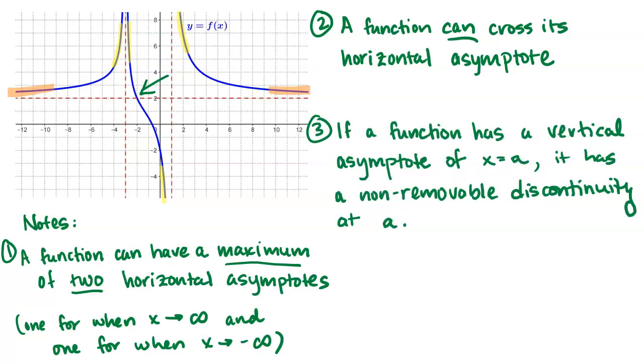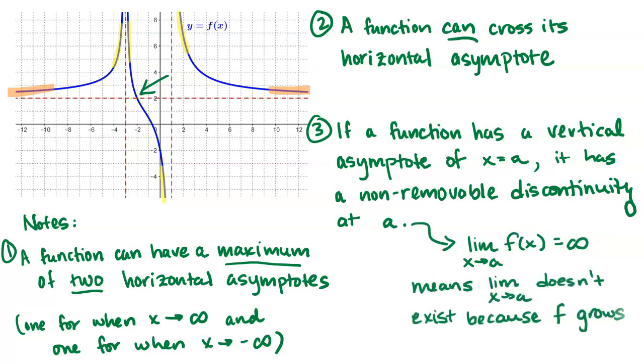And finally, if a function has a vertical asymptote of x equals a, it has a non-removable discontinuity at a. Recall that a non-removable discontinuity is one where the limit doesn't exist, and the limit as x goes to a of f of x equals infinity means that the limit doesn't exist because it grows without bound. So that's it on the connections between asymptotes and limits involving infinity.